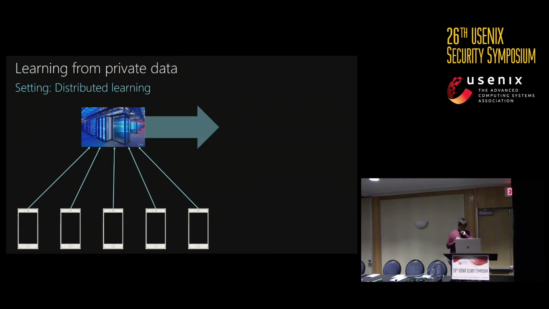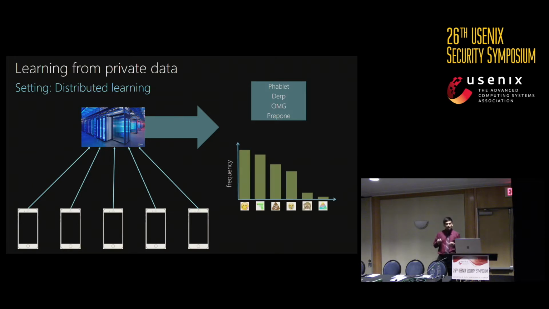So let me set up the problem in a more formal setting. There is a server, and there are a bunch of devices which are communicating to the server. And the server is collecting statistics from each of these devices and finally produces useful information. This might be the new words which are frequently typed by the user base, or it might be a complete histogram of the emojis people are typing.